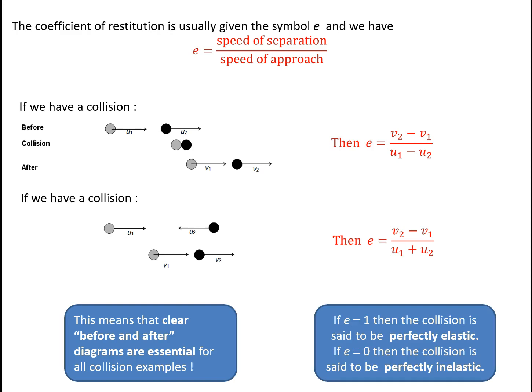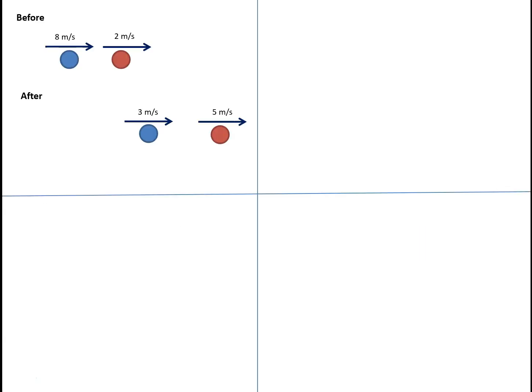Finally, notice that if E is 1, then we say that the collision is perfectly elastic, and on the other hand, if E is 0, then the collision is said to be perfectly inelastic. So let's move on and have a look at some examples. In the first case, we're simply going to work out the value of the coefficient of restitution from the diagrams that we've been given.